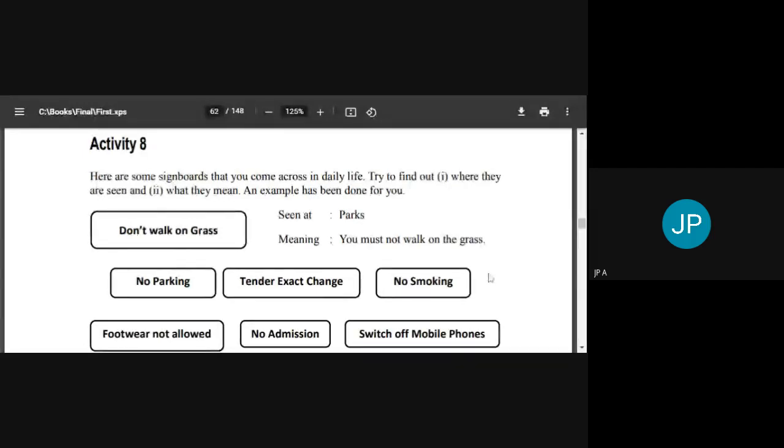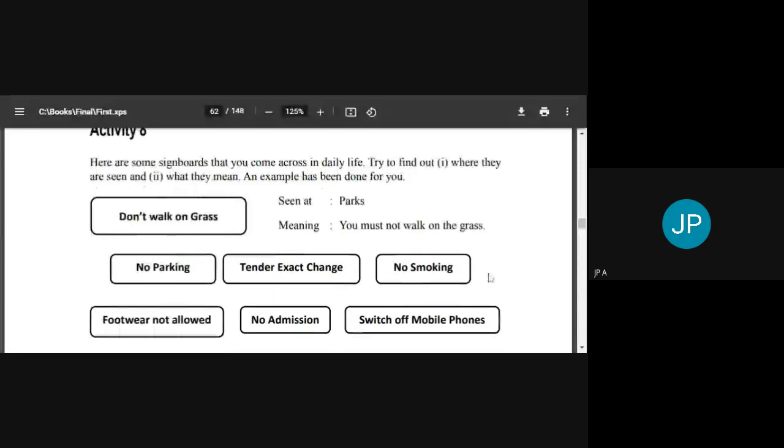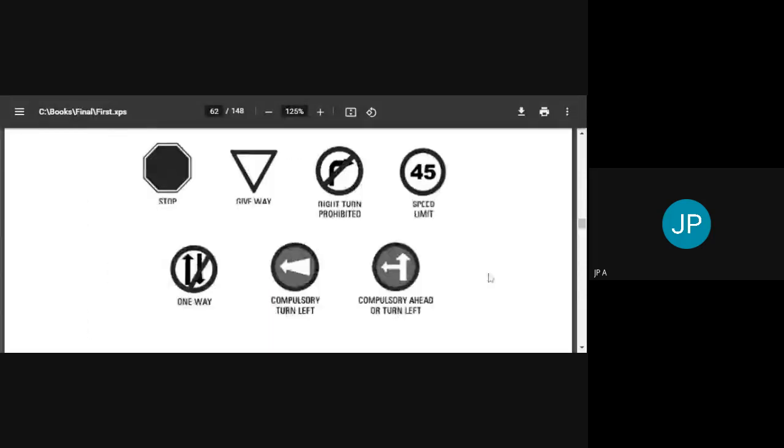So these are some signboards, and there are some traffic signboards which we usually see on the road. So these are for all of them. They're common, which is common for traffic. They are all traffic signboards.